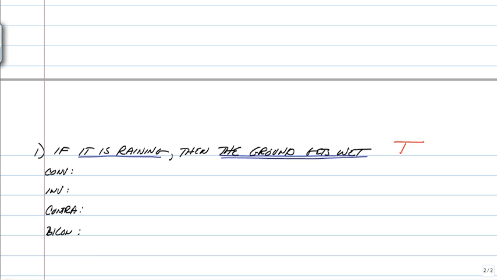So now let's do the converse. If the ground is wet, then it is raining.